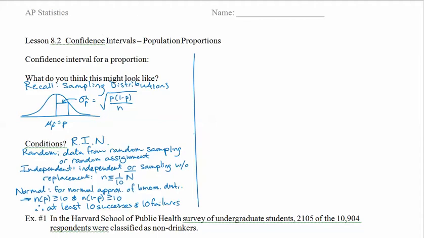All right, so now we're ready to look at confidence interval. And you'll recall from last day, it is equal to the point estimate plus or minus the margin of error, and so that's equal to our statistic plus or minus the critical value times the standard deviation of the statistic.